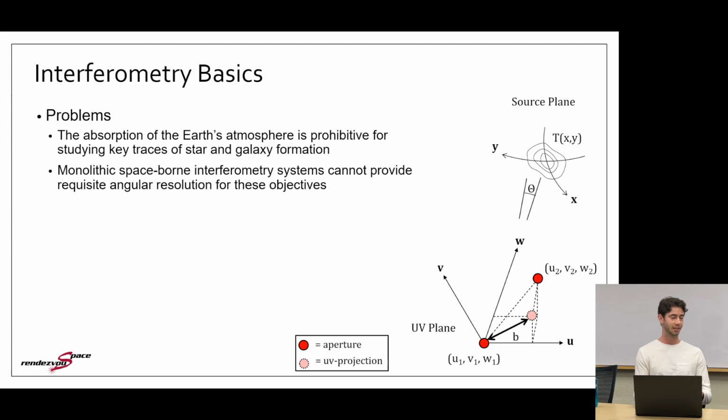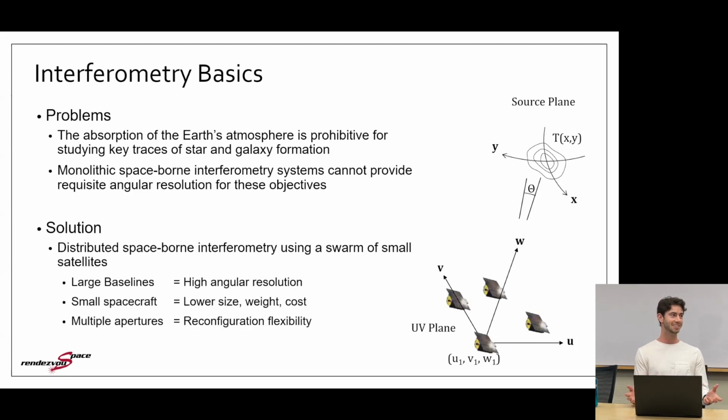As you probably can imagine, we're in SLAB. The solution is distributed space systems. We'd like to replace this single monolithic spacecraft with a swarm of small satellites that can provide very large baselines on a scale of kilometers. They're all low size, weight, and cost spacecraft. We can send many of them up. Multiple apertures will give us great flexibility and reconfiguration for imaging, say, multiple targets, or just adapting to get multiple views of the same target.